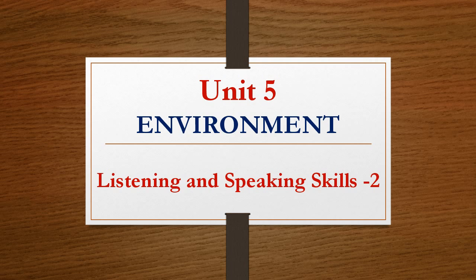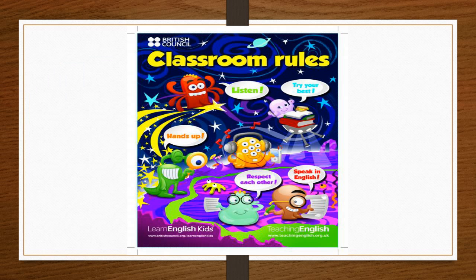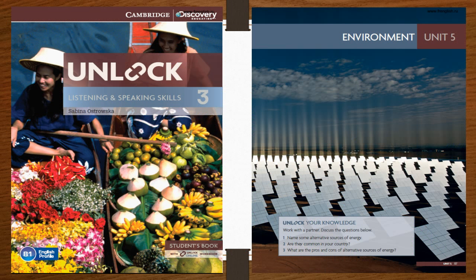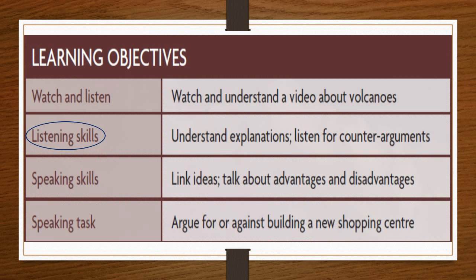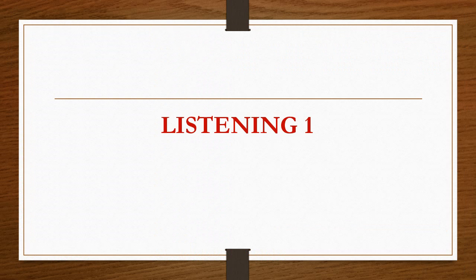Today, we are going to explore together the second lesson in your listening and speaking skills book, Unit 5, entitled Environment. We're going to explore together Listening 1. As we mentioned before, there are some learning objectives. In this lesson, we're going to explore together some learning skills. Listening 1.